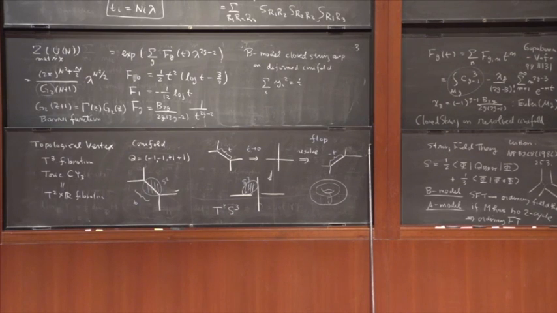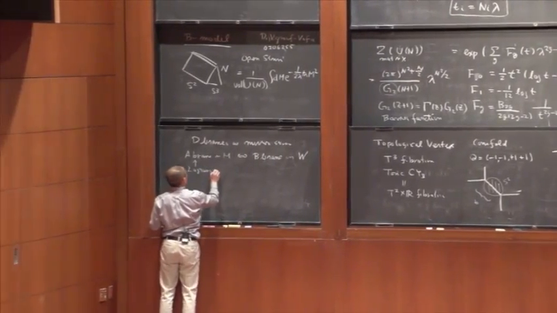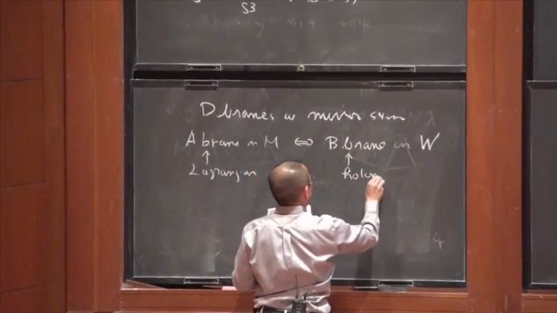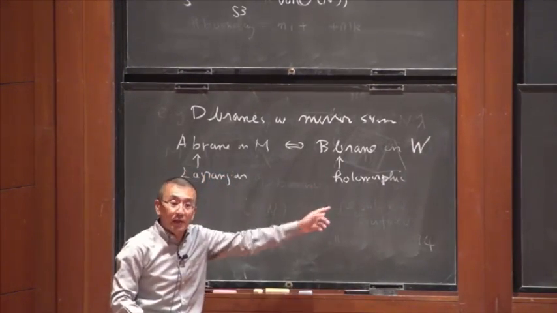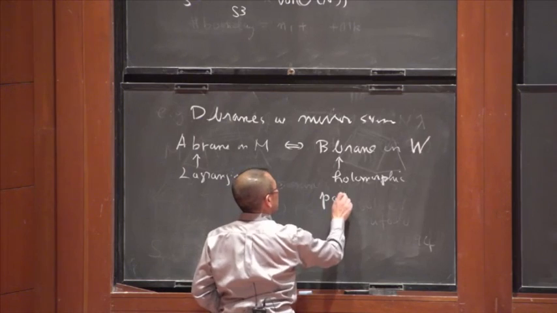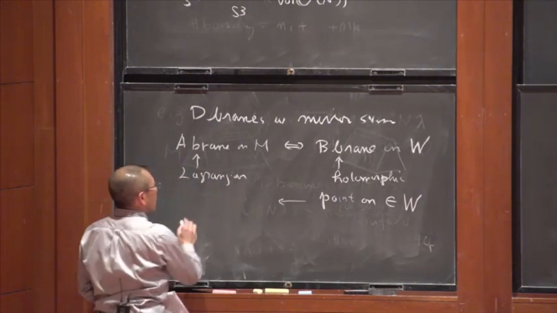So D-branes with mirror symmetry. If you have an A brane on Calabi-Yau manifold M, then the mirror should be a B brane on its mirror pair W. So this is Lagrangian, and this should be holomorphic. In particular, the D0 brane, which is a point on W, should be mirrored to some particular Lagrangian.